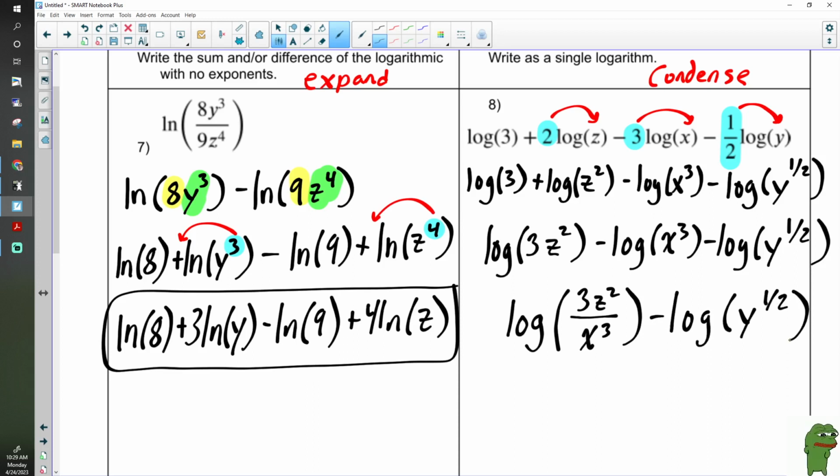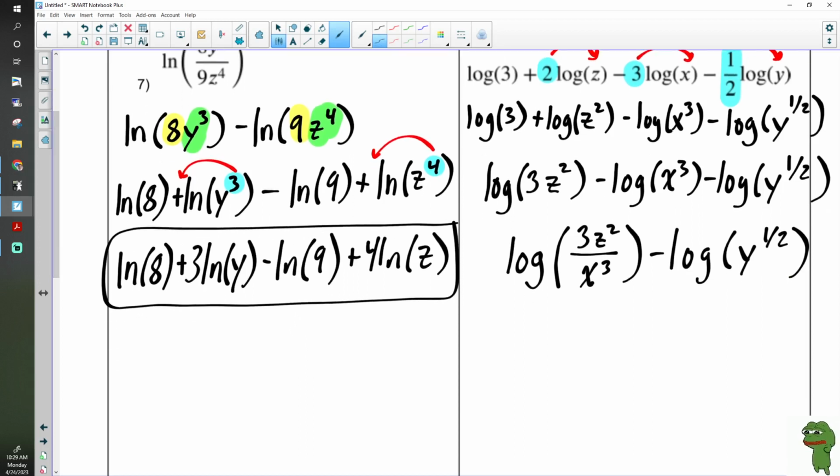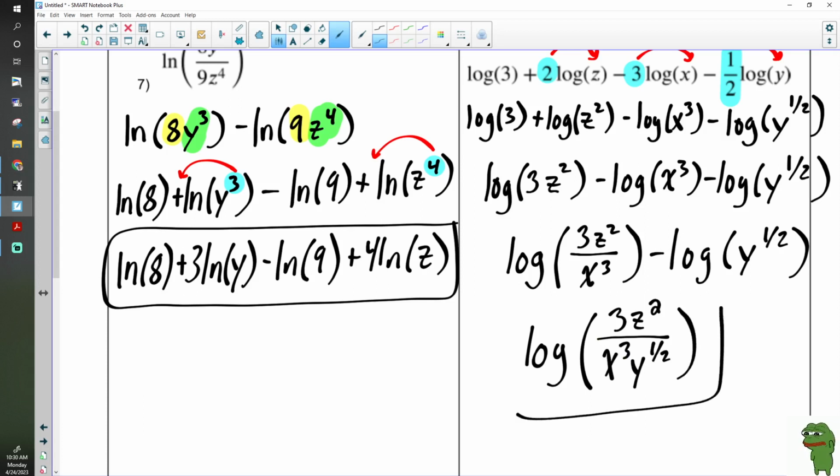Look, as we go, we have fewer and fewer logs. We're done when we have 1 log left. What's happening between these two? They're being divided. So where am I going to put this y to the 1/2 in the fraction? Just put it on the bottom. We're going to add this little y to 1/2 into the bottom. Log 3z squared is still on top. Still an x to the third on bottom. I gotta add in y to the 1/2. And look. Woo! Done.